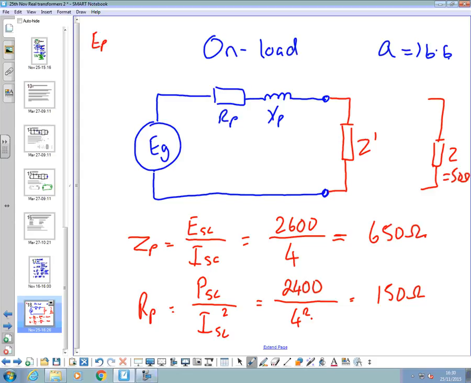The primary voltage applied, which is a short circuit voltage, 2,600 volts. PSC, 2,400 watts. We'd measure that with a watt meter. And ISC, 4 amps. An unfortunate crossover of notation, but all the SC means is what voltage did you apply to the short circuit test. And I got that right, 150 ohms.